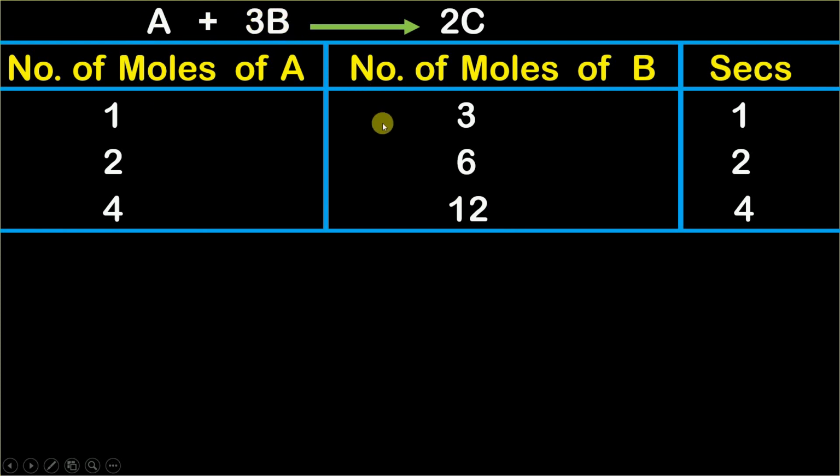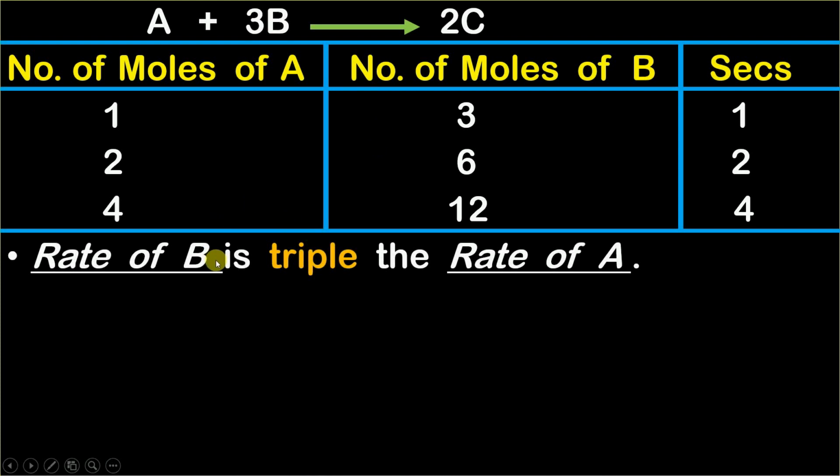So guys, can I say that the rate of B is triple the rate of A? Am I right? The rate of B is triple the rate of A, because as you can see over here, the number of moles of B being consumed is 3 times the number of moles of A that are being consumed. See, for 1 mole of A, 3 moles of B are getting consumed.